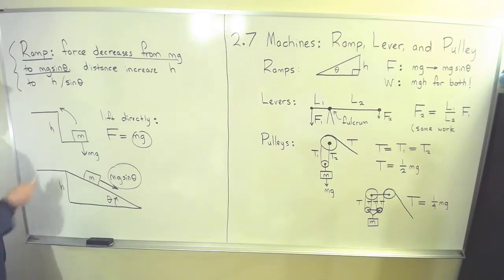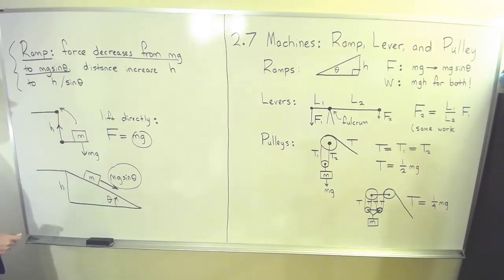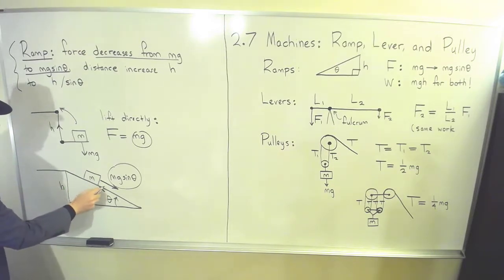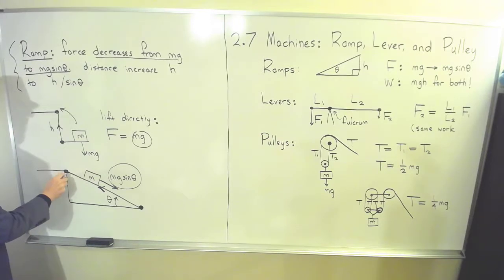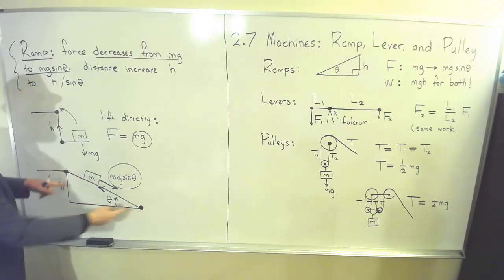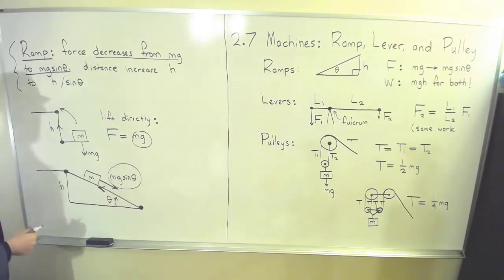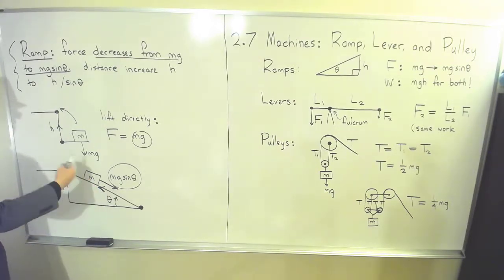Now the expense is that here you just had to lift this a distance of h, whereas here you have to push it all the way along up this plane from the beginning here to the end. So the increased distance is going from this distance here to this distance here. That's the change in distance over which you're having to apply that force in order to get it to go up the ramp.